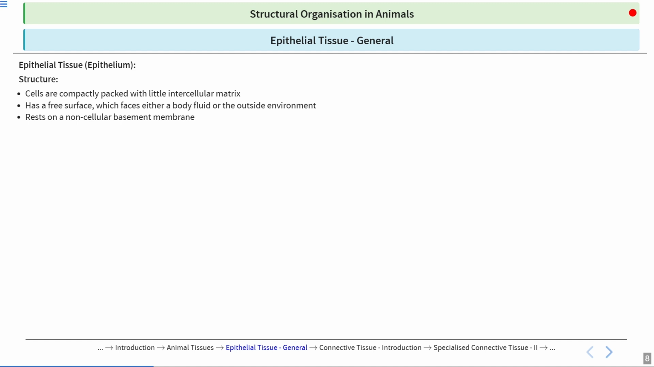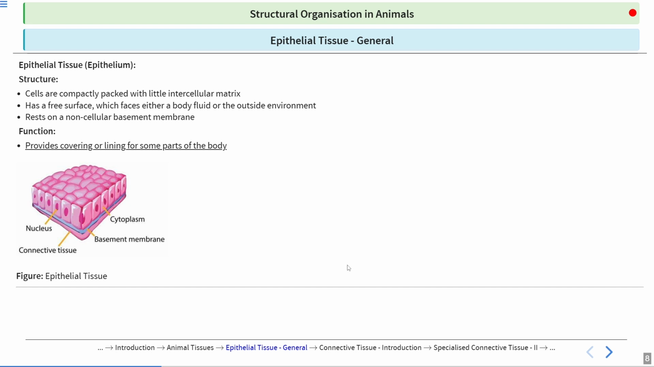They rest on a non-cellular basement membrane. So just below it, there is a non-cellular membrane. This is not a cellular membrane actually, but this is a basement type of membrane, and our epithelial tissue rests on it. Function: provides covering or lining for some part of the body. So they actually cover up our body. They form the lining and help to cover the body.